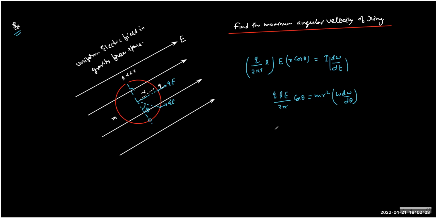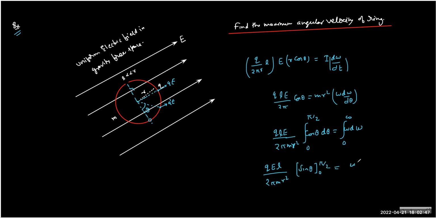So now this is not doable directly. So when theta is zero, the omega was zero. When theta is pi by two, because the only angle it will turn is pi by two, let's say omega is omega. So this is sine theta from 0 to pi by 2, which is 1. The integration will give you 1. And this is omega square by 2. So you got the answer. Omega square equals to.